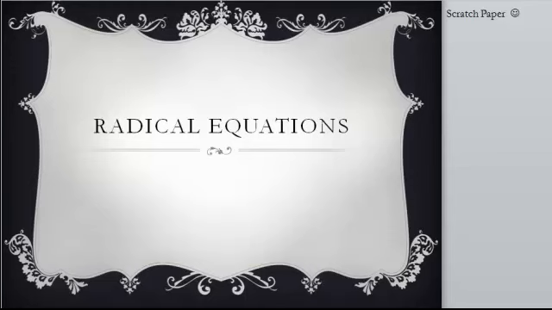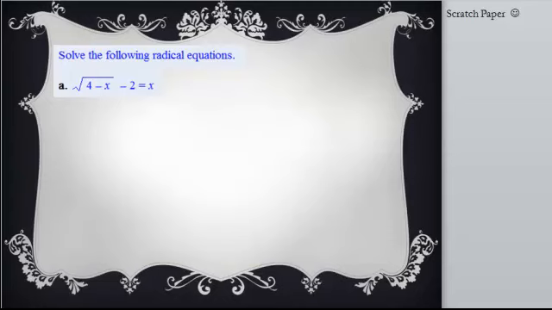Now we're going to be talking about radical equations. Whenever you want to solve a radical equation, the very first thing you need to try to do is isolate the radical. If there are two radicals, you just need to isolate one of them. So in this problem, what we want to do is add 2 to both sides. That'll give us the square root of 4 minus x is equal to x plus 2.